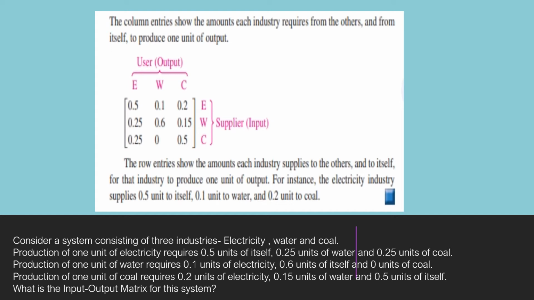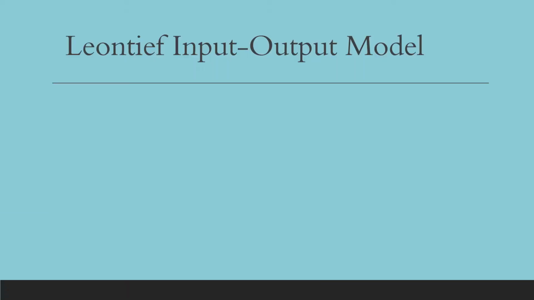So I think this matrix is easily obtained because we know how to represent the rows and columns. The rows and columns represent the amount required from each industry by the others. Let us explain Leontief's input-output model.